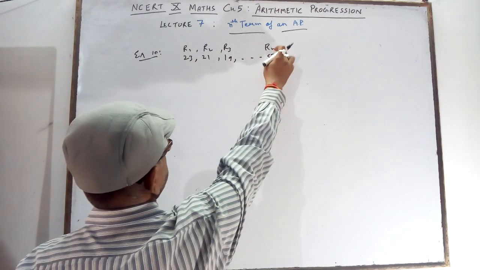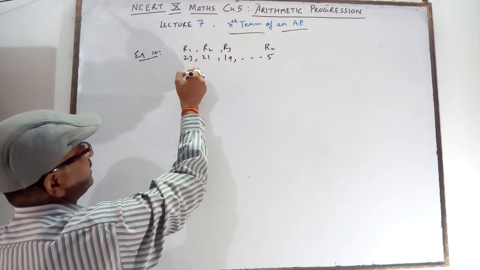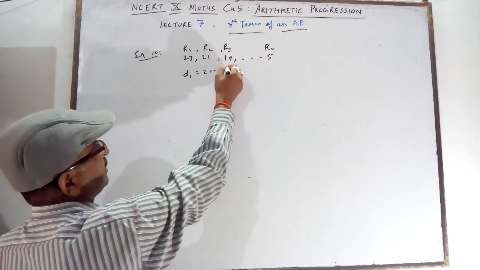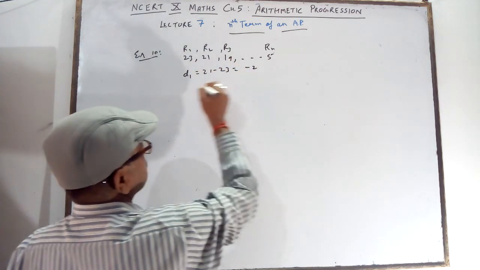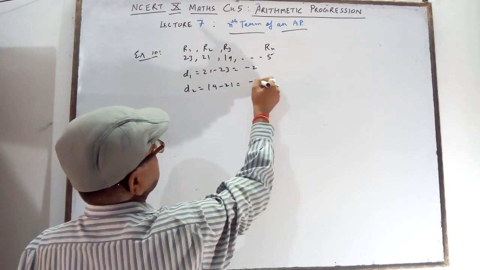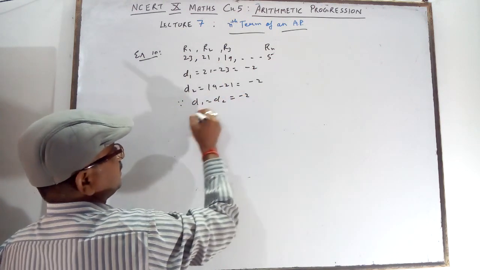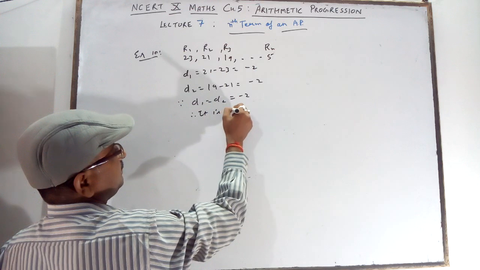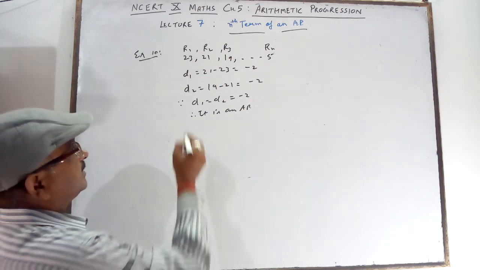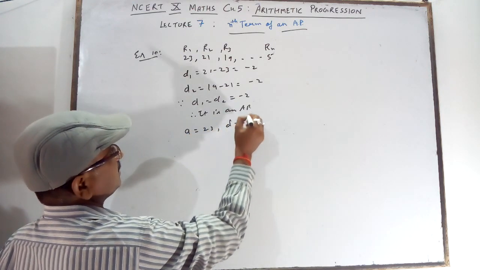Number of rows means n, you want to find out, but you don't know whether it forms an AP or not. Before solving it, it is an AP by seeing, but you must show it. D1 is equal to 21 minus 23, that is minus 2. D2 is equal to 19 minus 21, minus 2. So D1 is equal to D2 is equal to minus 2, so it is an AP. It is a very important thing. If you have not proved this, it is wrong. Calculation will be correct, answer will be correct, but you will not get the marks. A is equal to 23, D is equal to minus 2.